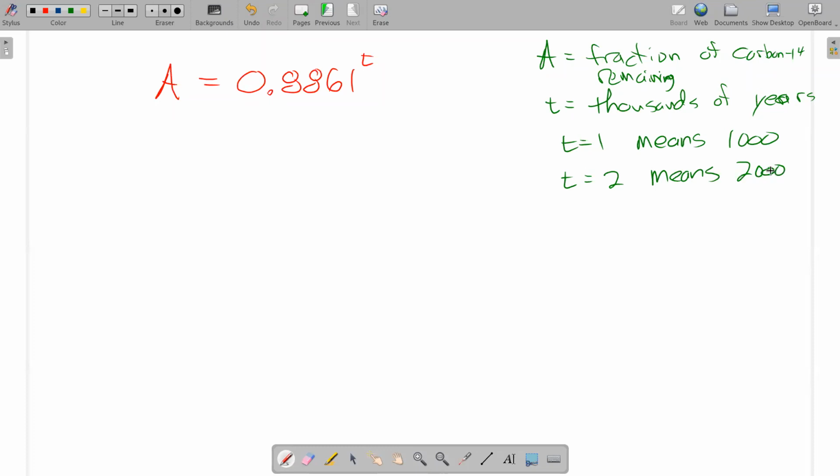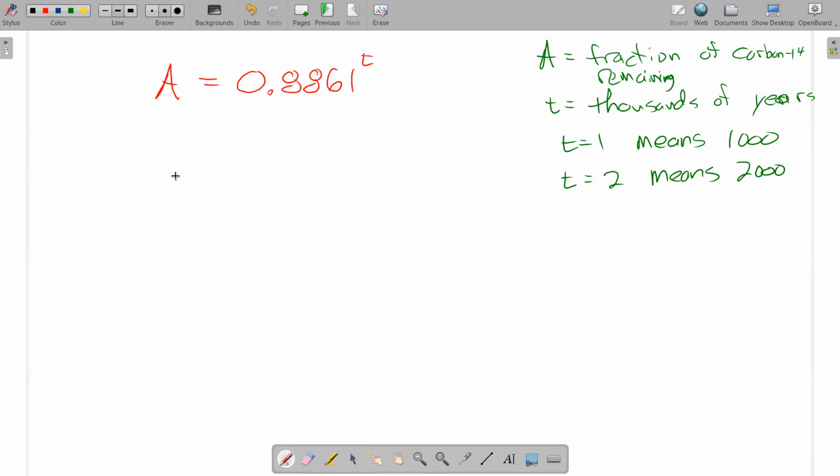Okay, so it's a slight twist on the way we've been using T. Instead of T as the years after something, this is thousands of years that have gone by. So if we see T equals 10, that's 10,000 years. T equals 20 would be 20,000 years. T equals 100 would be 100,000 years, and so on. So it takes a while for the carbon to decay, but we can measure that.